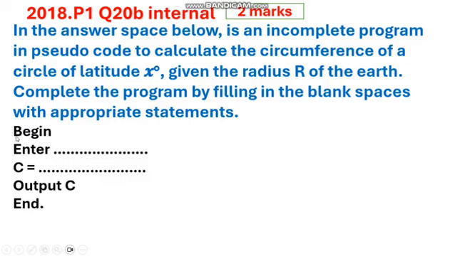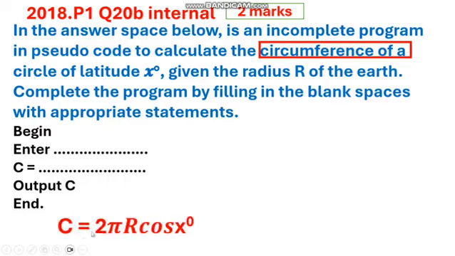So in order for us to complete this pseudo code, we need to take note of what we are looking for. In this case, we are calculating the circumference of a circle. So we need to come up with the formula that we can use for calculating the circumference of the circle. That is the most important thing. So the formula that we use is circumference is equal to 2 times pi times the radius of the circle times cos x degrees.